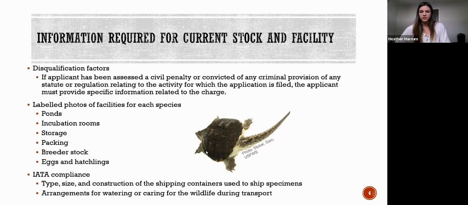The information that we request for their current stock and what they're actually looking to export is going to be labeled photos of their facilities. We want to see what they look like: the ponds, incubation rooms, storage, packing, breeder stock, their eggs. We want to be able to see those and have a good description of what's going on.